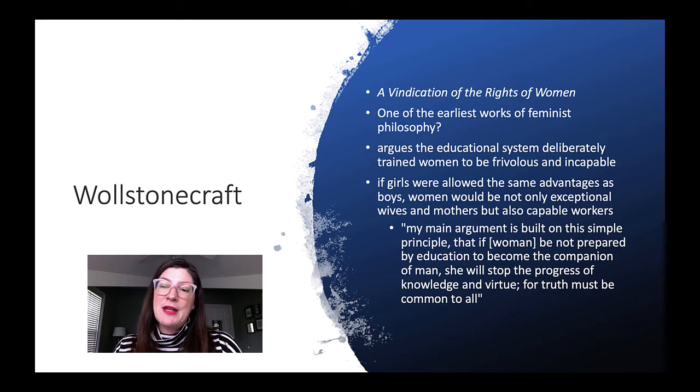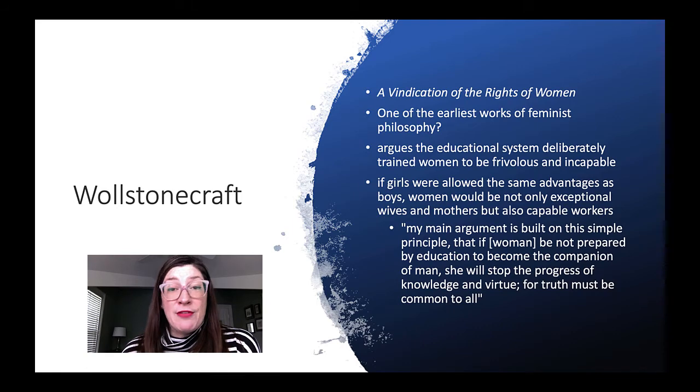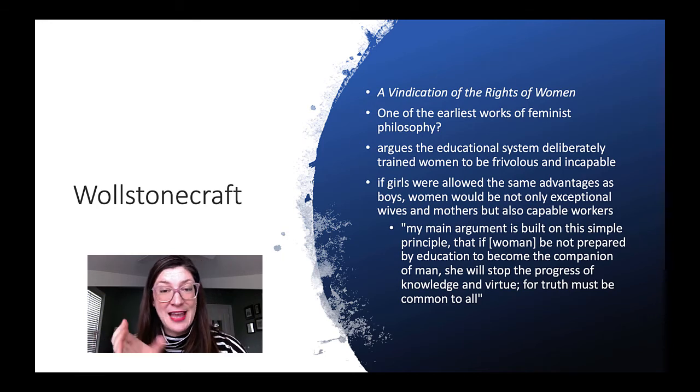She says, my main argument is built on this simple principle: that if women are not prepared by education to become the companion of man, she will stop the progress of knowledge and virtue, for truth must be common to all. So it's interesting because in terms of feminist philosophy, she is not actually making many of the traditional arguments that we equate with feminist philosophy. For example, her whole argument is couched in women being companions to men, not being independent from them. Although Wollstonecraft herself didn't marry until much later in her life and maintained a sense of both economic and sexual independence, which is interesting.